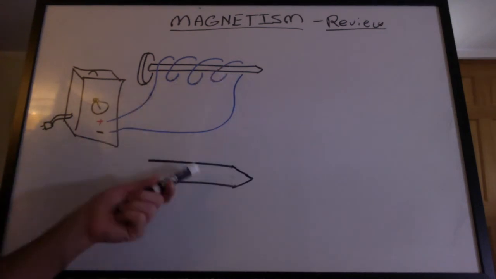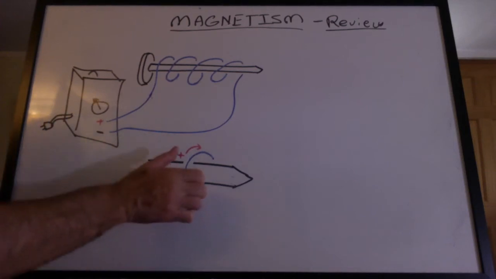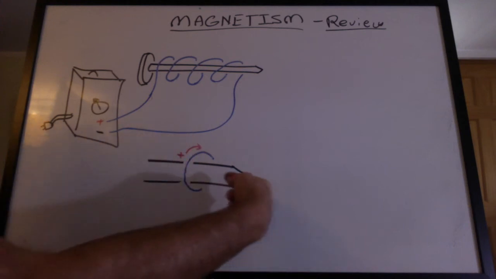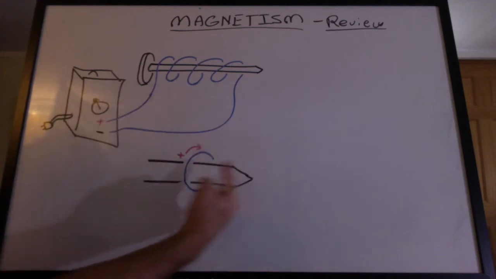I'll zoom in on the coil at the end of the nail. Let's just look at one loop. The positive current is going this way. I put my thumb in the direction of positive motion, and my fingers will curl such that the field lines will be going in the nail and then out and around like this.